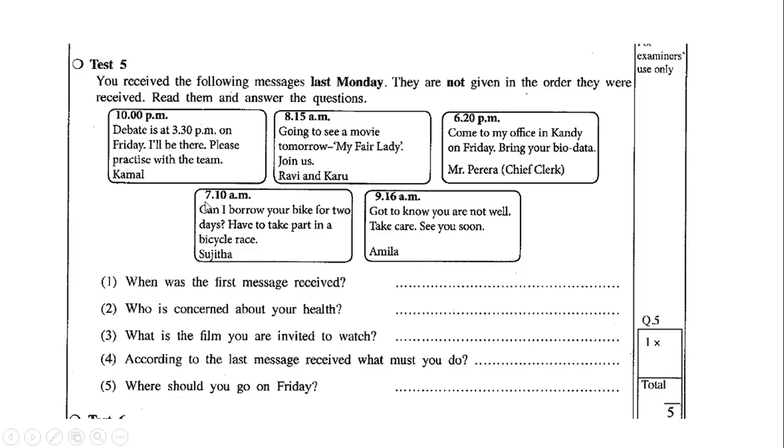7 a.m., 7:10 a.m., then 8:15 a.m., then 9:16 a.m., 6:20 p.m., finally 10 p.m. That is the order. So this is about getting ready for a debate. This is about going to a movie. This is about meeting the chief clerk. This is about something about a bike. This is about health.